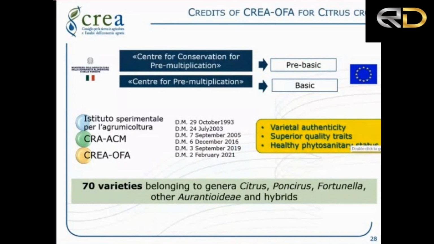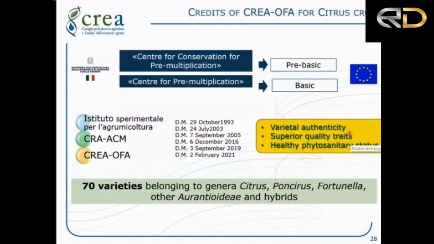Moreover, CREA has been accredited by the Italian Ministry of Agriculture as a Center for Conservation for Pre-multiplication and Center for Pre-multiplication that are compliant to the European certification. This means that at CREA, we maintain all the mother plants of pre-basic and basic categories. According to a process of filiation, pre-basic and basic stocks of mother plants selected for true to type and superior quality traits are produced and maintained in our greenhouses.